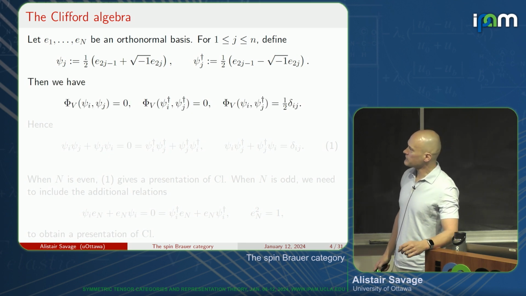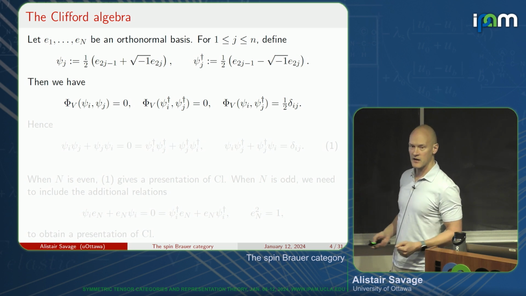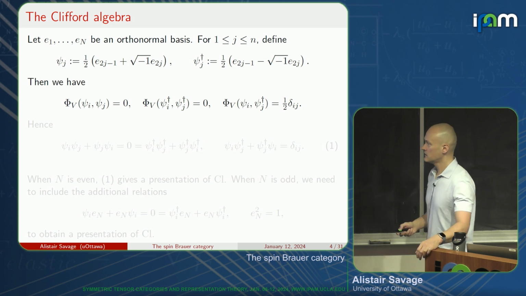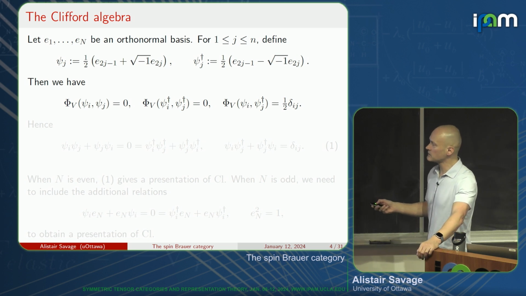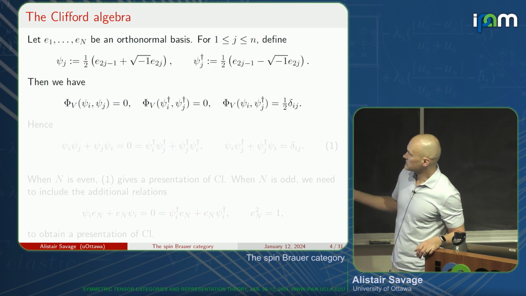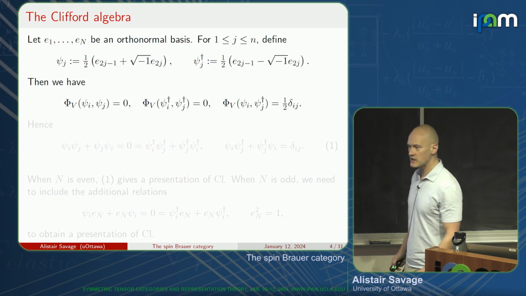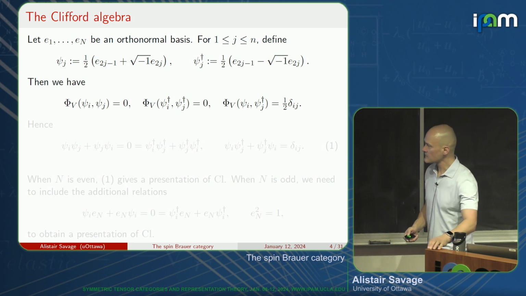And then, of course, it's straightforward to check, using the fact that the e_i are orthonormal, how these things pair under our form. All the psi's are orthogonal to each other. All the psi daggers are orthogonal to each other. And the psi's and psi daggers are orthogonal except when the index is equal. Okay, so this will be a nice basis for us.